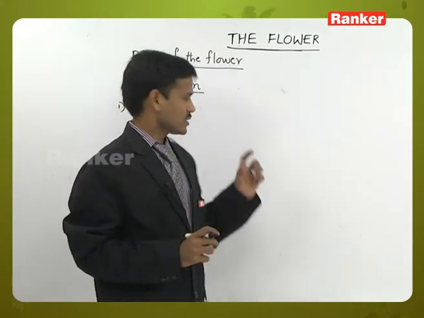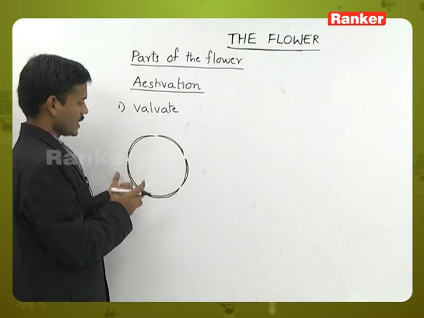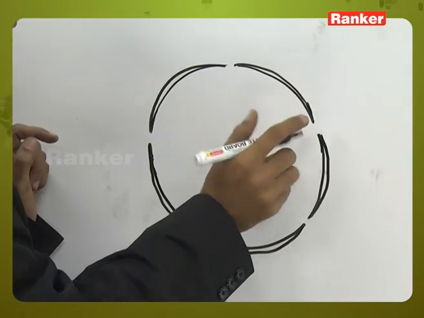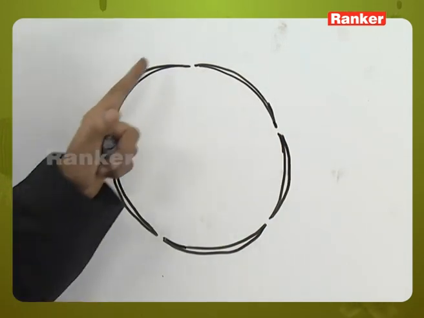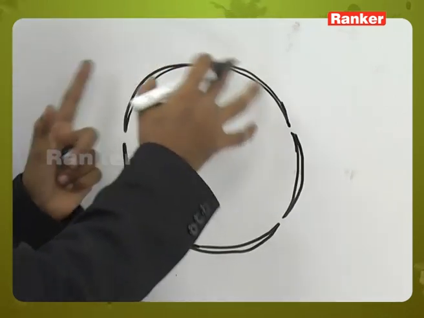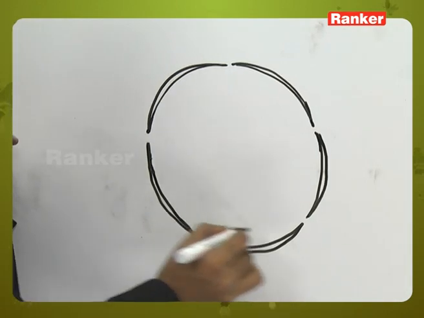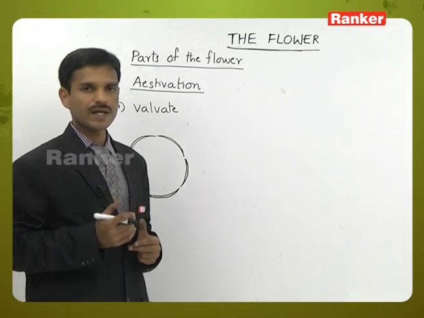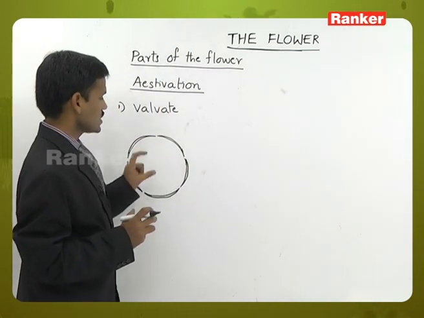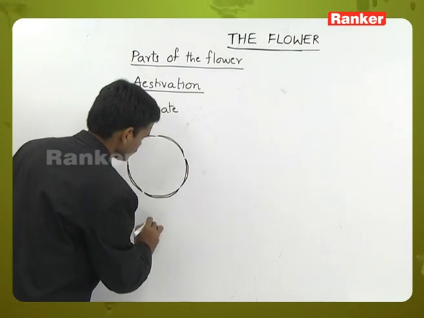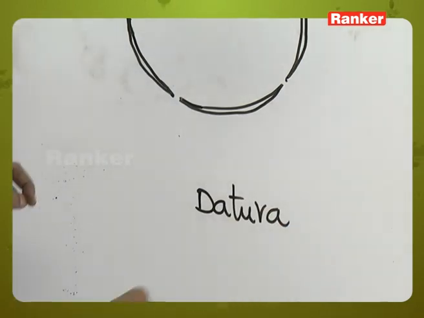Valvate type of aestivation: in this, the floral parts, mainly in the calyx or corolla, each and every part is touching the adjacent sepal or petal. If it is calyx, all these are sepals, and they are touching, with the margins very closely arranged. Sometimes they are completely fused also. This type of aestivation is observed in Datura, Calotropis.